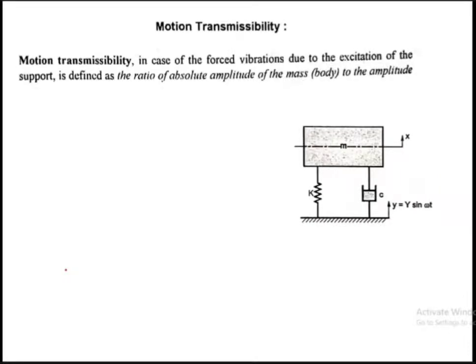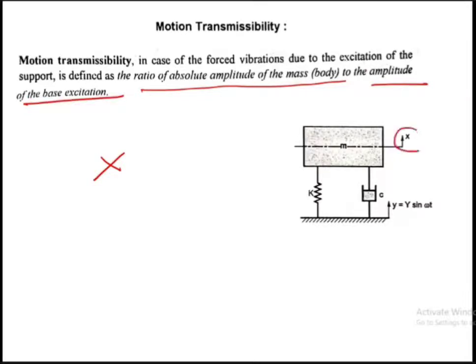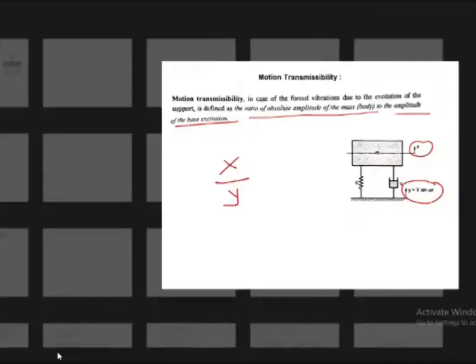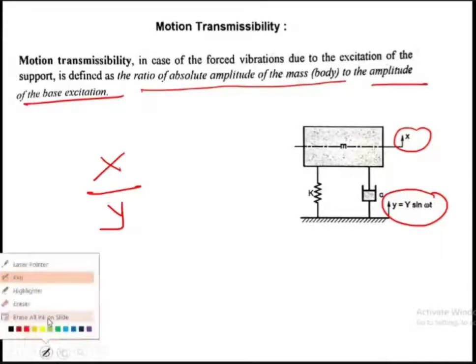Now, as I told you in the last lecture, once I explain the forced vibration due to the excitation of support, I will explain this concept as motion transmissibility. So motion transmissibility is the same, that is x upon y. What is motion transmissibility? In the case of forced vibration due to the excitation of support, it is defined as the ratio of the absolute amplitude of the mass, that is x, to the amplitude of base excitation, that is y. So this is nothing but x upon y. So that formula will remain the same.